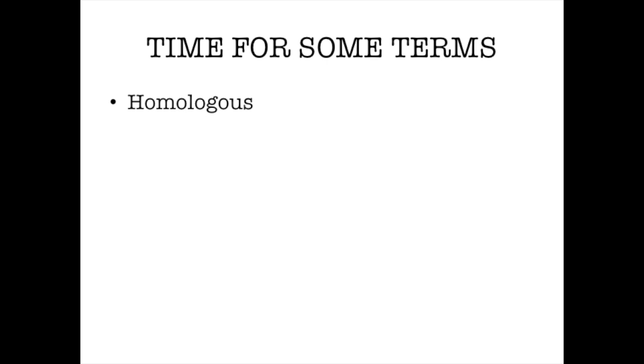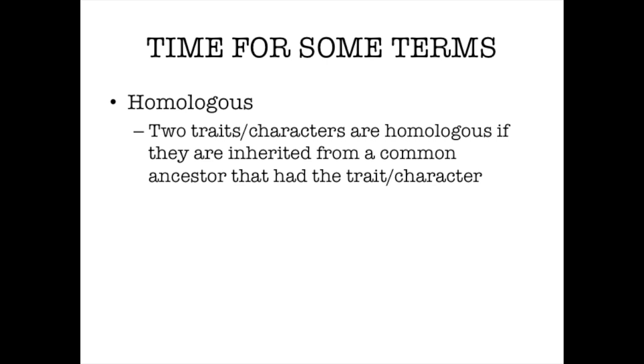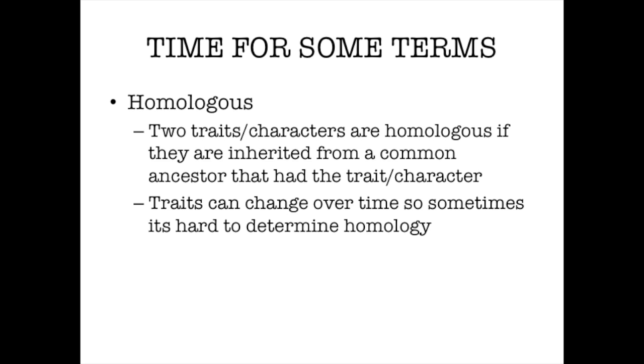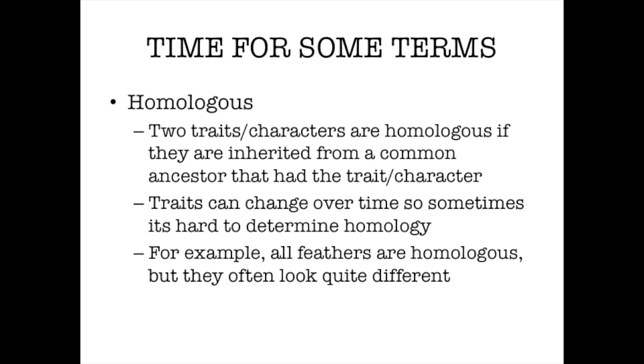Now, two traits are homologous if they are inherited from a common ancestor that had that character or trait, or if they come from the same origin in that common ancestor. Traits can change over time, so sometimes it's hard to determine homology. For example, all feathers are homologous, but they often look quite different.